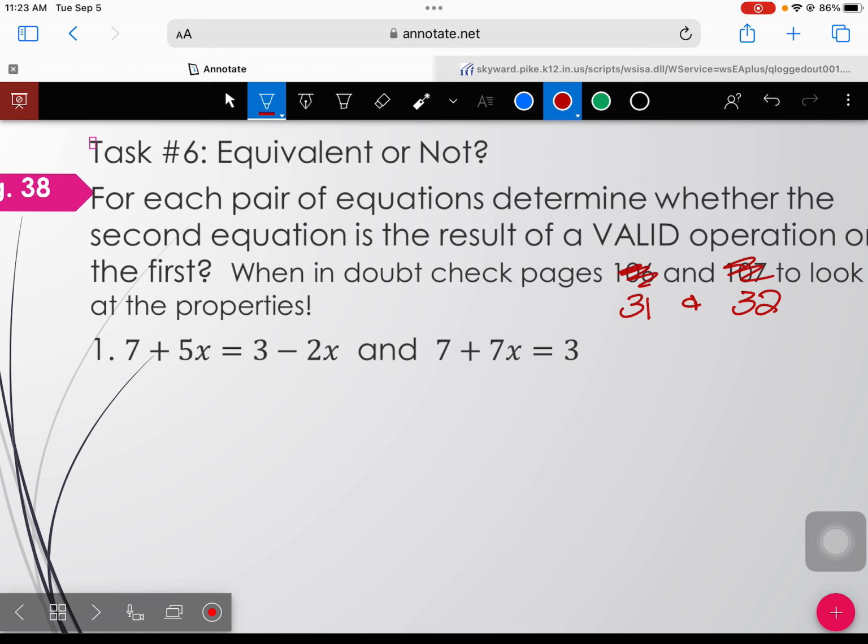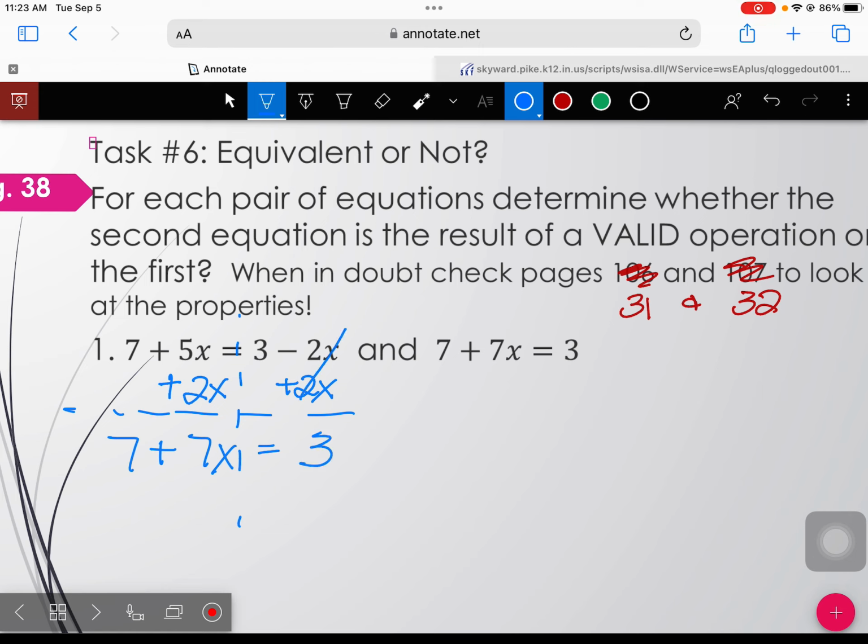If you add 2x to both sides, from the 7 plus 5 equals 3 minus 2x. So she's saying if we add 2x to both sides of that equation, we would get 7 plus 7x equals, these would cancel out, equals 3. What do you guys think of that? And which property allows us to do that?